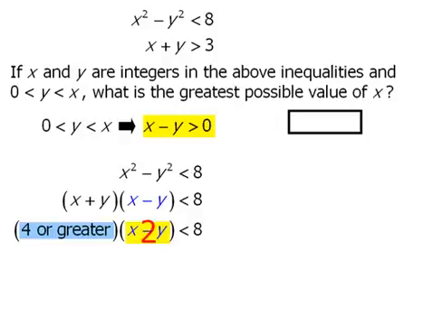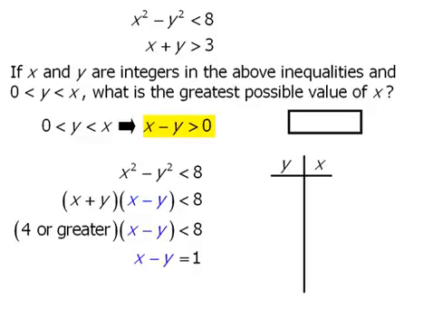As such, we know that x minus y must be less than 2, and we also know that x minus y must be greater than 0. So given this information, it must be the case that x minus y is equal to 1. In other words, x and y differ by only 1. Well, since x and y are both positive integers, what are some possible values of x and y?